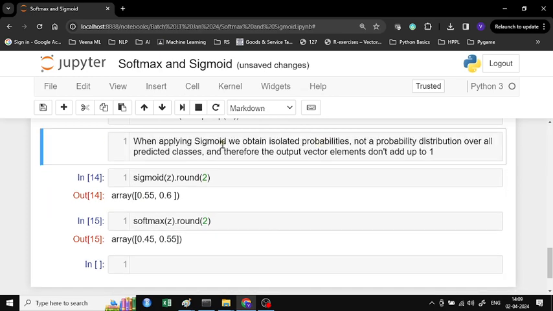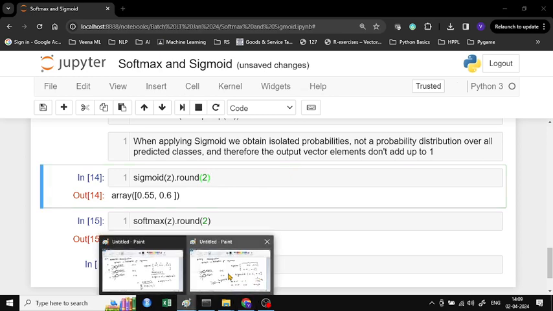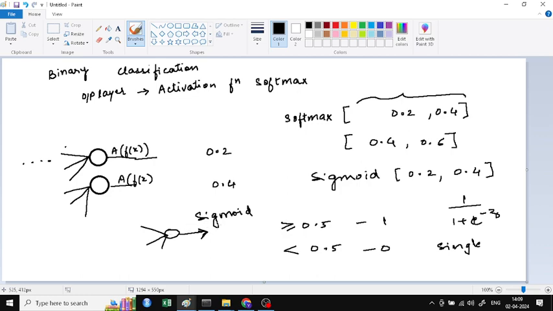Sigmoid, we just obtain isolated probabilities, and hence if you are doing a binary classification using a sigmoid function, it's always good to use a single node in your output. So if you have a single node in the output, use the sigmoid activation function for binary classification. If you are using 2 nodes as the output, then use the softmax as the activation function.